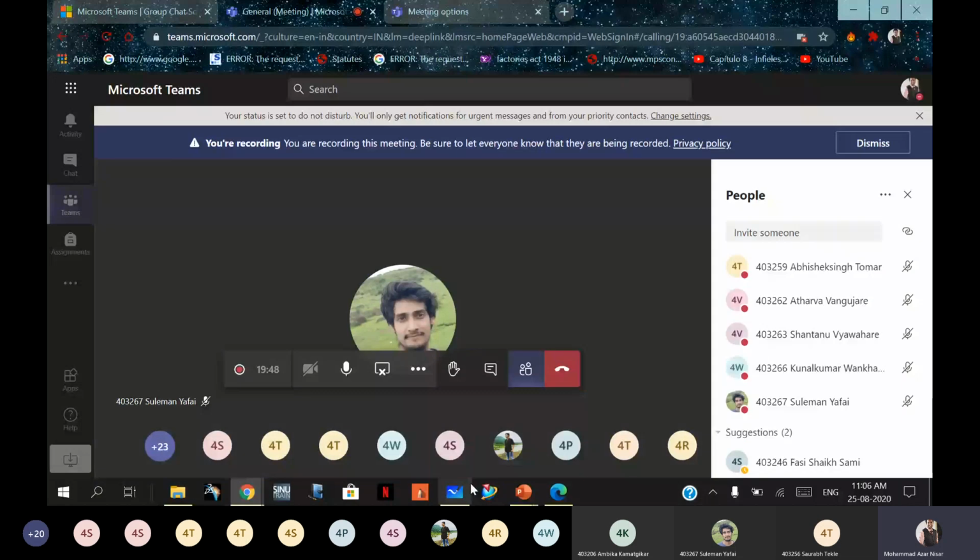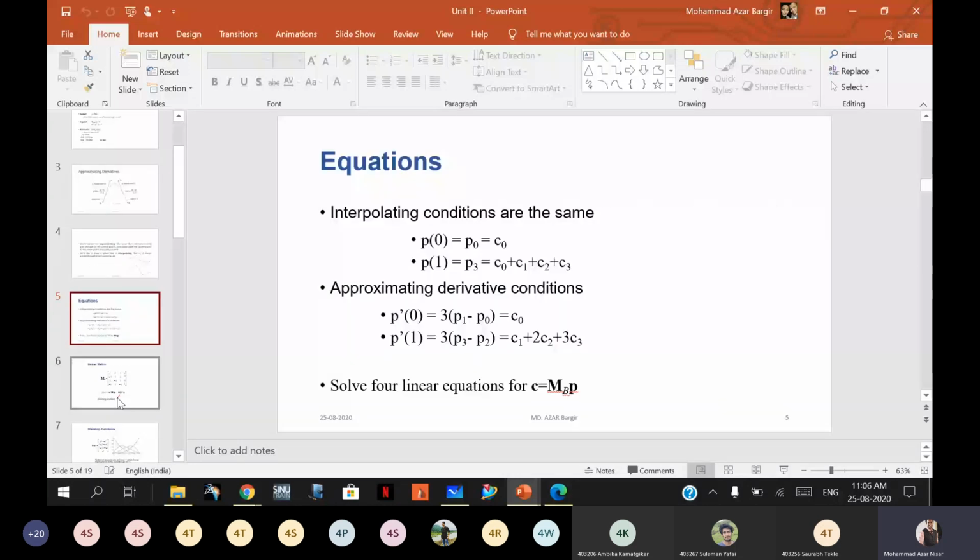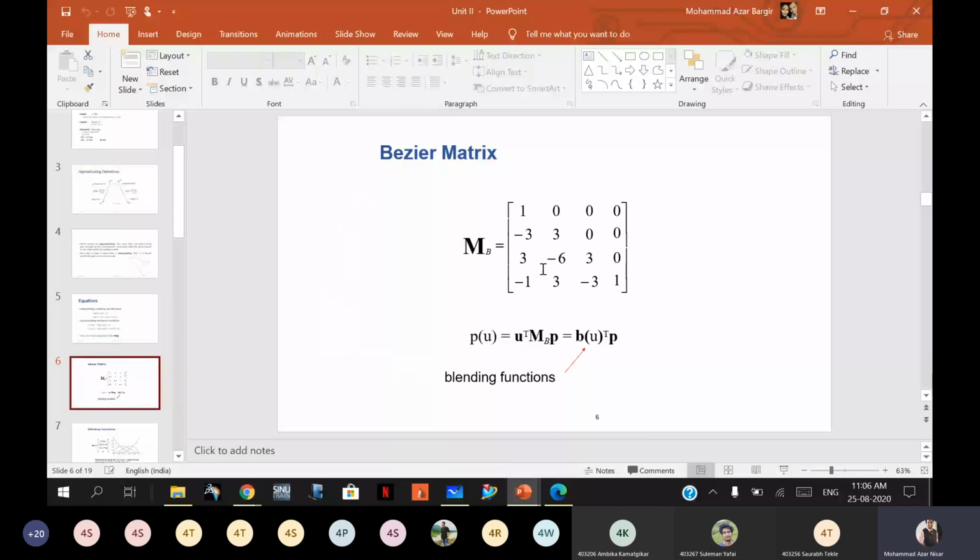Now back to our interpolating types, in which you can see this is the interpolating type of curve. So it is nothing but an implicit curve type, in which points are in between the curves, and the approximate curves are of this type. So Bezier curves come under these approximating curves. The Bezier matrix is 1, 0, 0, 0, minus 3, 3, 0, 0, 3, minus 6, 3, 0, minus 1, 3, minus 3, 1. How this matrix comes, we'll see with the derivation.